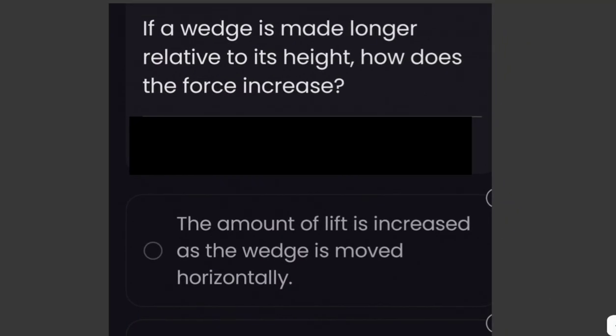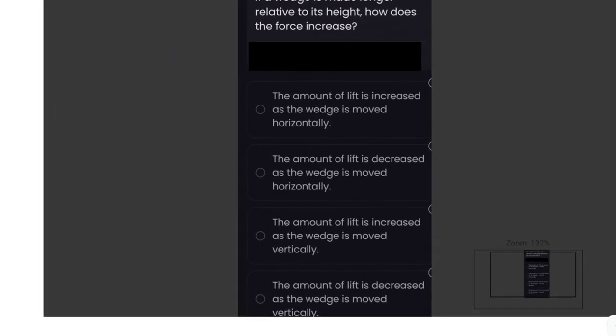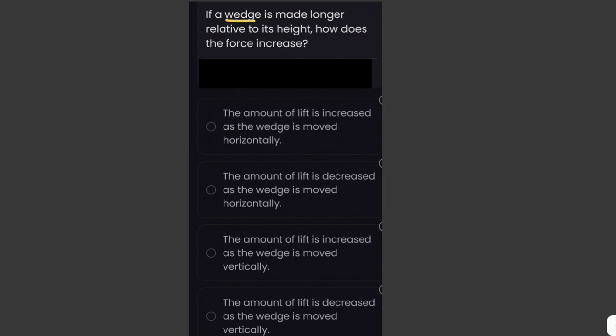If a wedge is made longer relative to its height, how does the force increase? All right. So a wedge converts horizontal force into vertical lift. Its effectiveness is influenced by its length and height. When the wedge is made longer relative to its height, it is less steep, so the slope decreases. This means that for the same horizontal distance moved, the vertical lift decreases. Since the vertical lift is reduced, you need to apply a greater input force to achieve the same lifting effect.